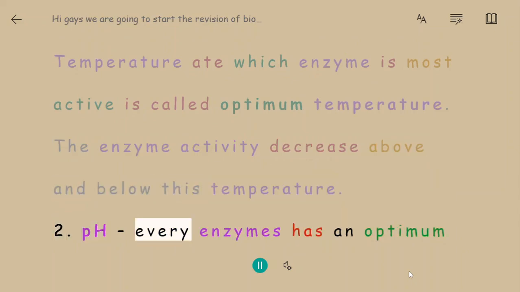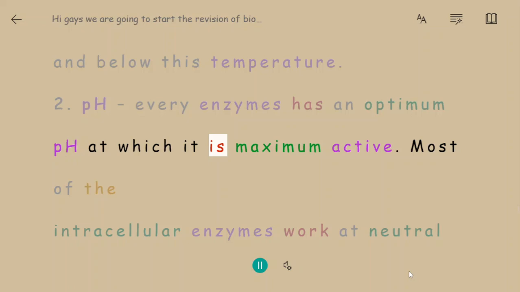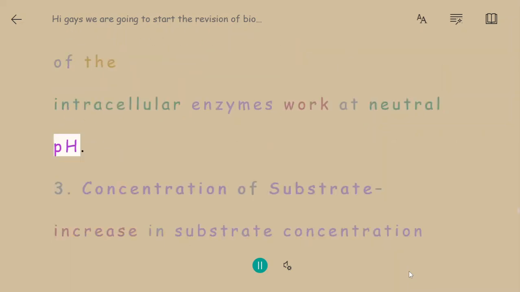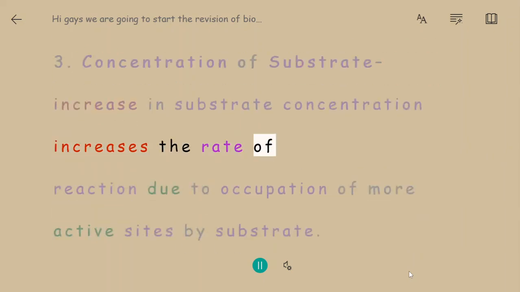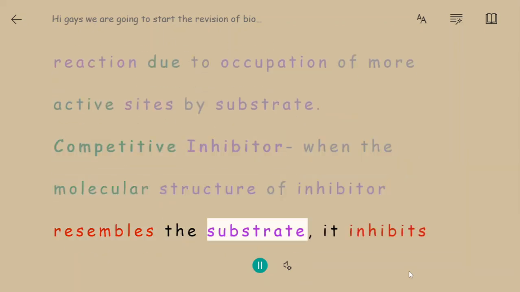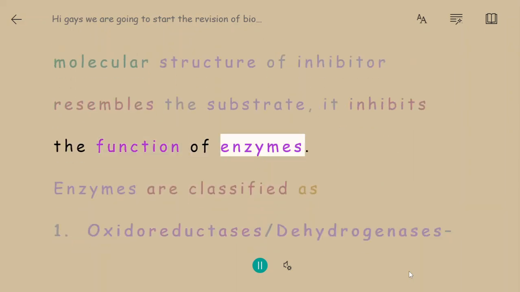2. pH. Every enzyme has an optimum pH at which it is maximally active. Most of the intracellular enzymes work at neutral pH. 3. Concentration of substrate. Increase in substrate concentration increases the rate of reaction due to occupation of more active sites by substrate. Competitive inhibitor. When the molecular structure of the inhibitor resembles the substrate, it inhibits the function of enzymes.